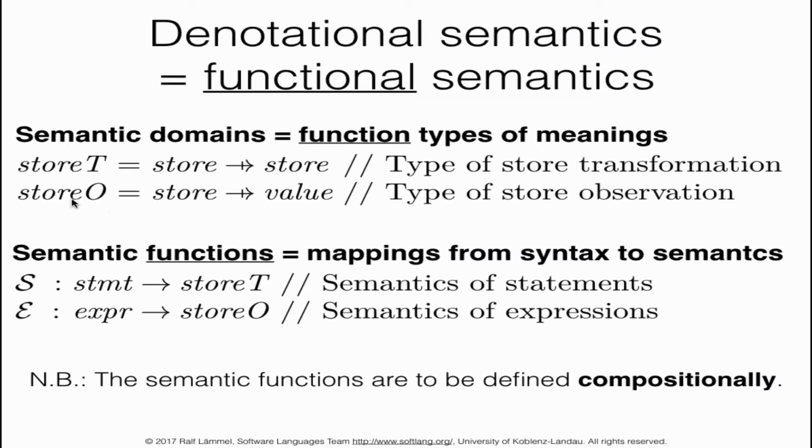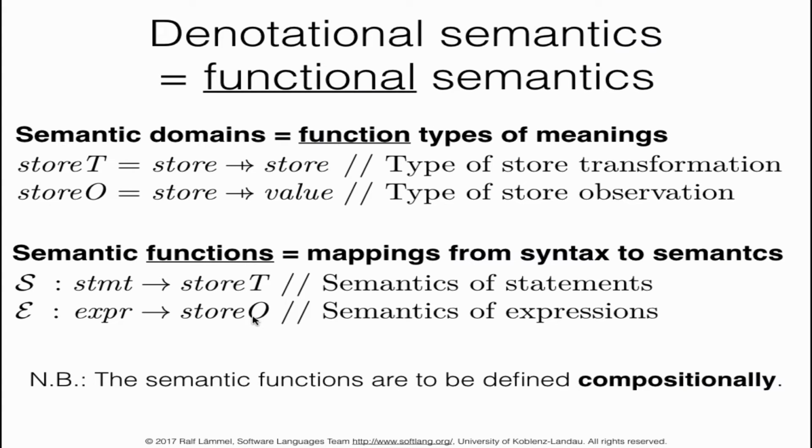And the meaning of an expression would be a store observer. So we would observe the store because there might be variables in the expression, and we would map it to a value. So semantic domains are function types essentially. And the mapping from syntax to semantics, well, these are literally defined as semantic functions. So for an imperative language, we're going to have functions S and E for mapping syntactic statements or syntactic expressions to, well, store transformers or store observers respectively.